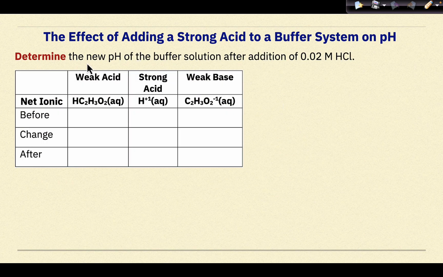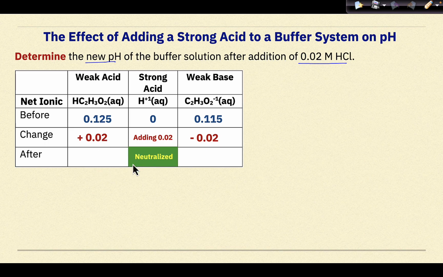Now we're going to determine a new pH of the buffer solution after the addition of 0.02 molar HCl. So in the beginning, we have a concentration of 0.125 molar of our weak acid. No hydrogen ions are present, and the concentration of our weak base is 0.115. The change occurs when we add the 0.02 molar of our strong acid. The strong acid will be neutralized by our weak base, and as a result of this neutralization, we will add 0.02 molar of weak acid.